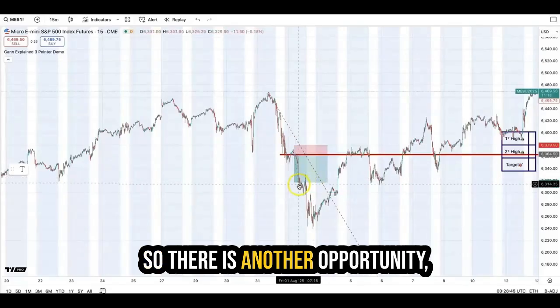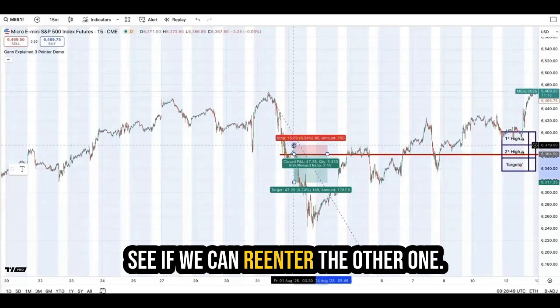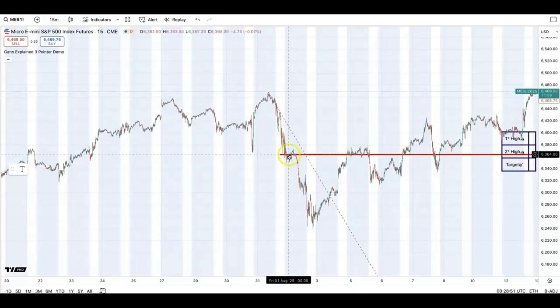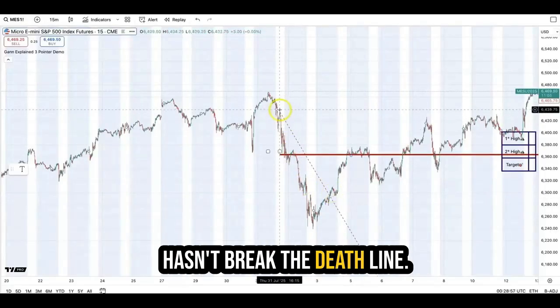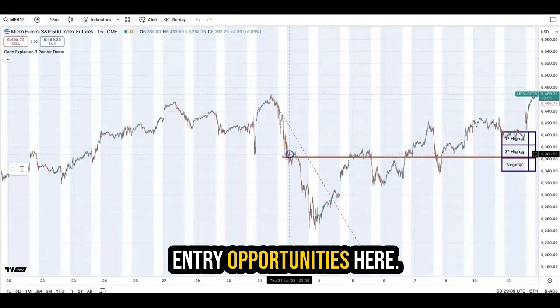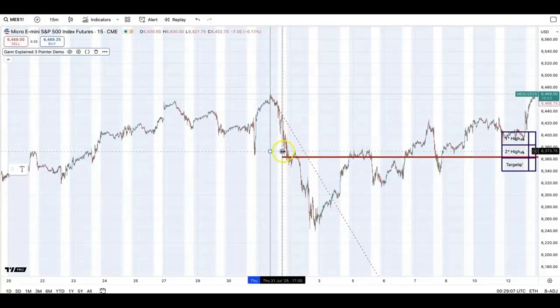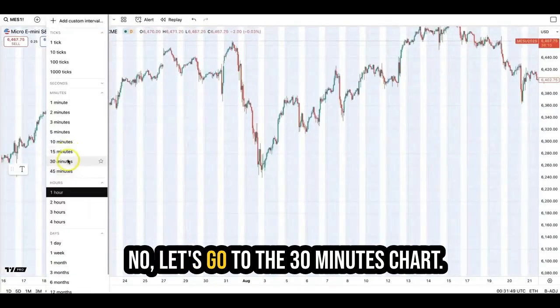So there is another opportunity. Let's say if you miss this one, let's see if we can re-enter the other one. So it's here already, and it still hasn't broken the depth line. So we see if there is any other entry opportunities here. So I moved here. No, let's go to the 30-minute chart.